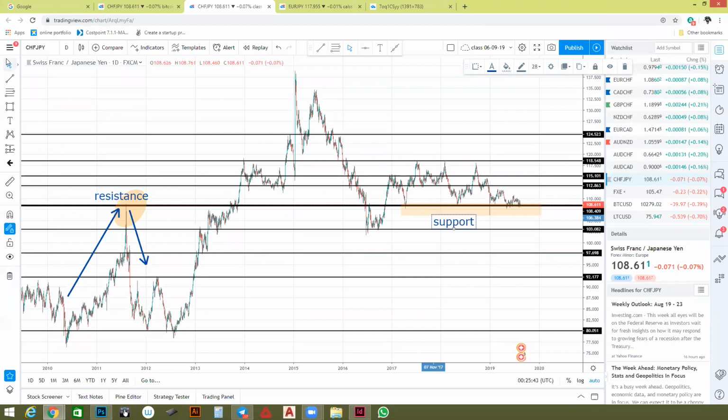Like I was saying, so this is resistance right here. When price is below this and then pushes up, hits the wall, turns around, that's resistance. Now, inversely, support is when price is on top of it and cannot break through a certain point.